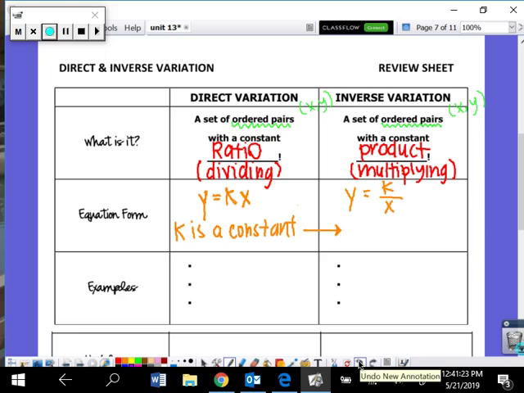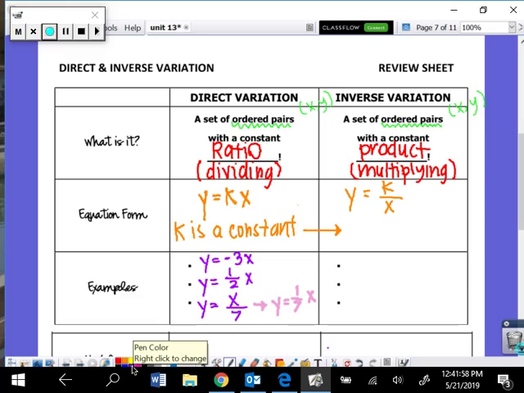So some examples of direct variation. We might have the equation y equals negative 3x. We could have y equals 1/2 x. Or we could even have y equals maybe x divided by 7. Because another way you can write this looks like y equals 1/7 x. So notice you can write that fraction as the number just being on the bottom, or you can write it as a fraction times x. So those are examples of direct variation.